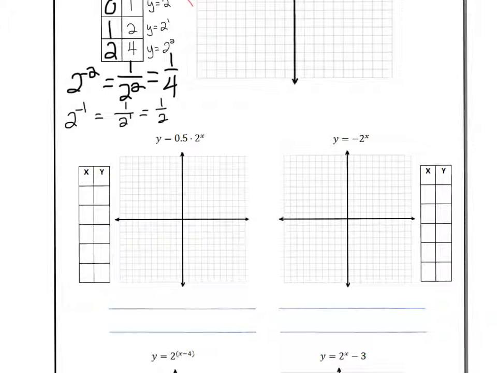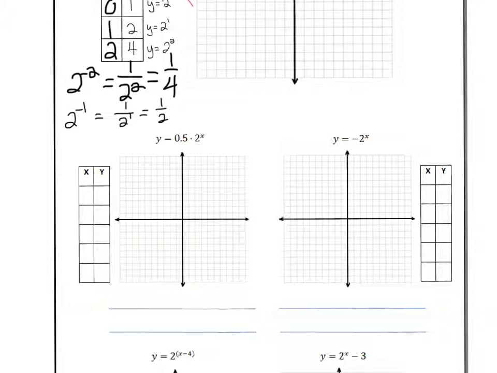So now we've got several equations that we're going to graph and then explain the type of transformations that happen. Transformations mean that it's changed. It's no longer exactly like the parent function. So if you look at the first one, it shows us that we're multiplying something times 2 to the x.